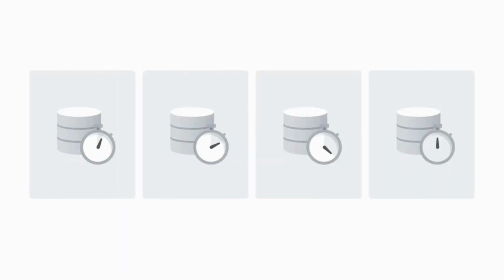There are 4 primary storage classes in cloud storage. The first is standard storage. Standard storage is considered best for frequently accessed or hot data. It's also great for data that's stored for only brief periods of time.